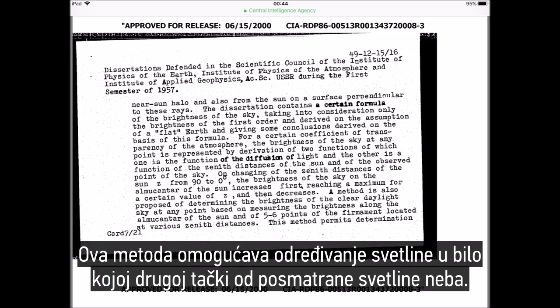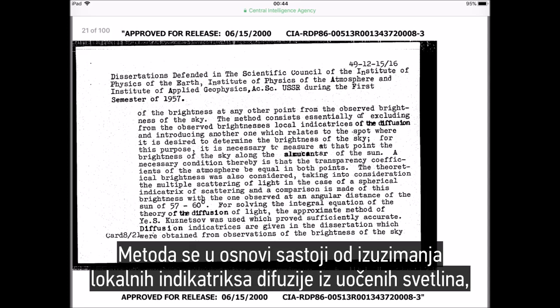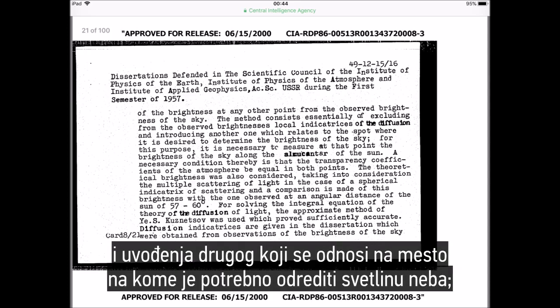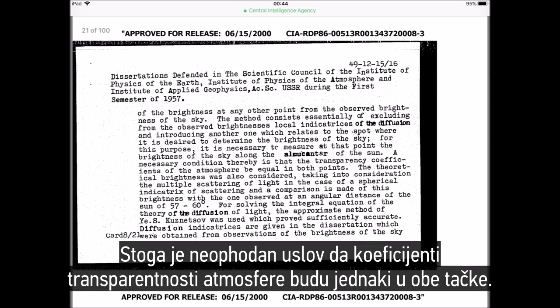This method permits determination of the brightness at any other point from the observed brightness of the sky. The method consists essentially of excluding from the observed brightnesses local indicatrices of the diffusion and introducing another one which relates to the spot where it is desired to determine the brightness of the sky. For this purpose, it is necessary to measure at that point the brightness of the sky along the almucanter of the sun. A necessary condition thereby is that the transparency coefficients of the atmosphere be equal in both points.